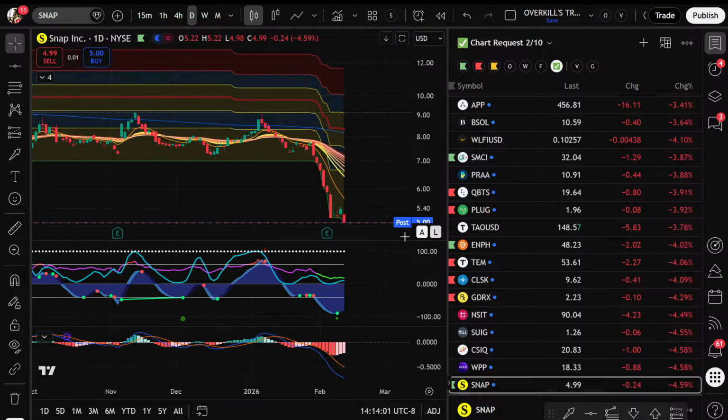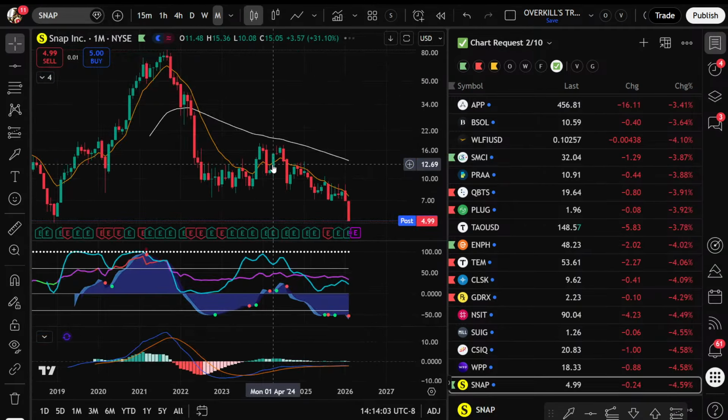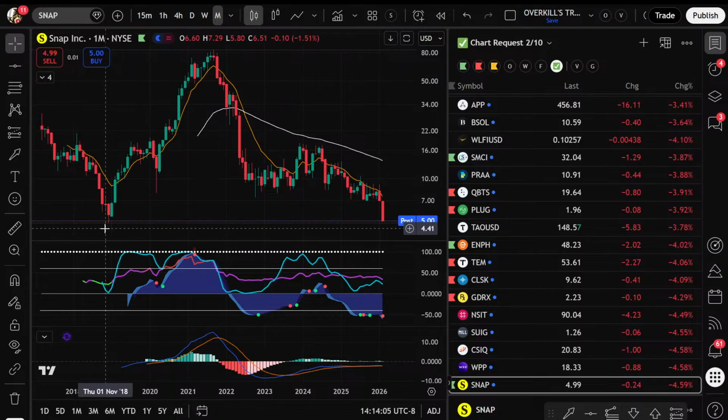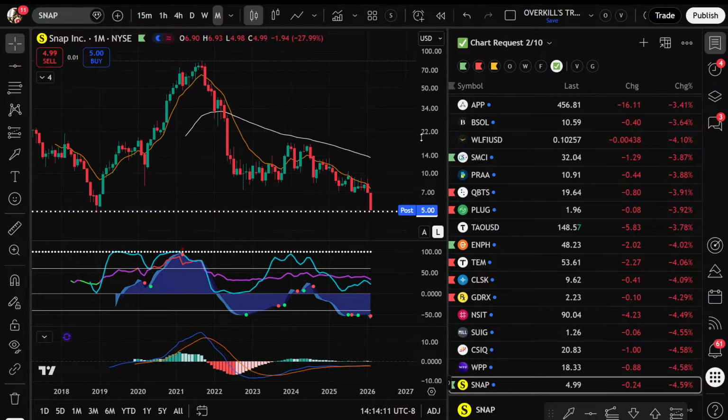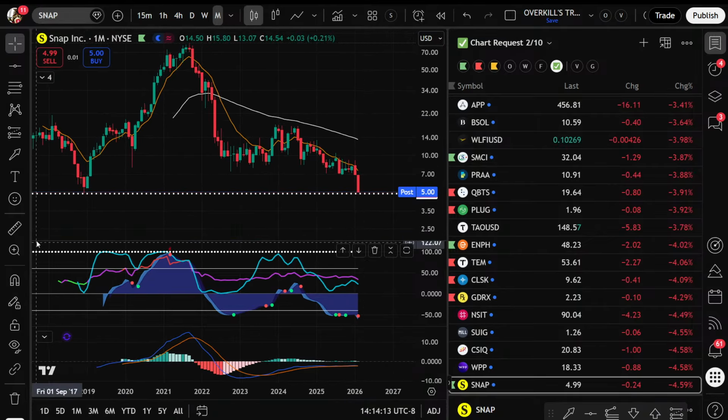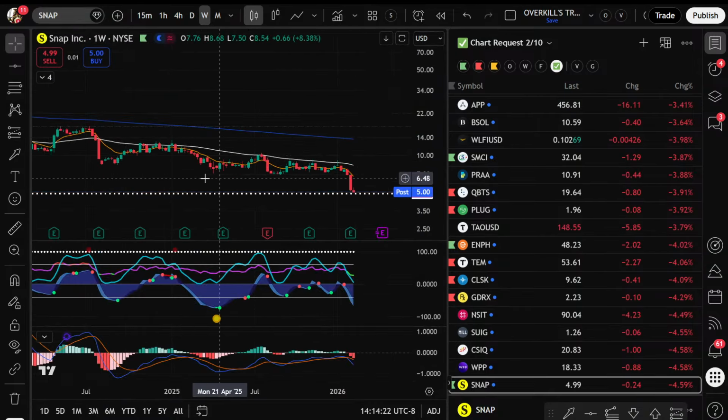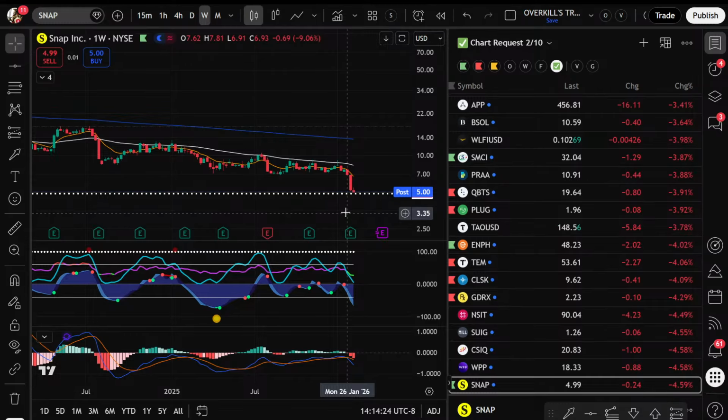What do we got? Snap sitting at $5 on Snapchat is literally the 8-year low. Last time Snapchat hit $5 was in 2018, and this is one of my largest stock positions right now, just because we're sitting at this historic low. It hasn't been this low in 8 years. So I'm holding my position until I get a red dot on the weekly, and the next one that's coming is green.